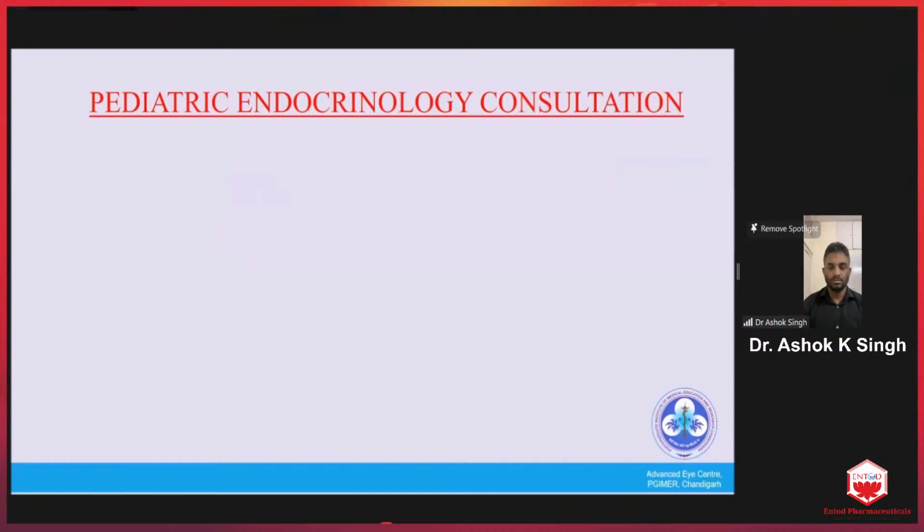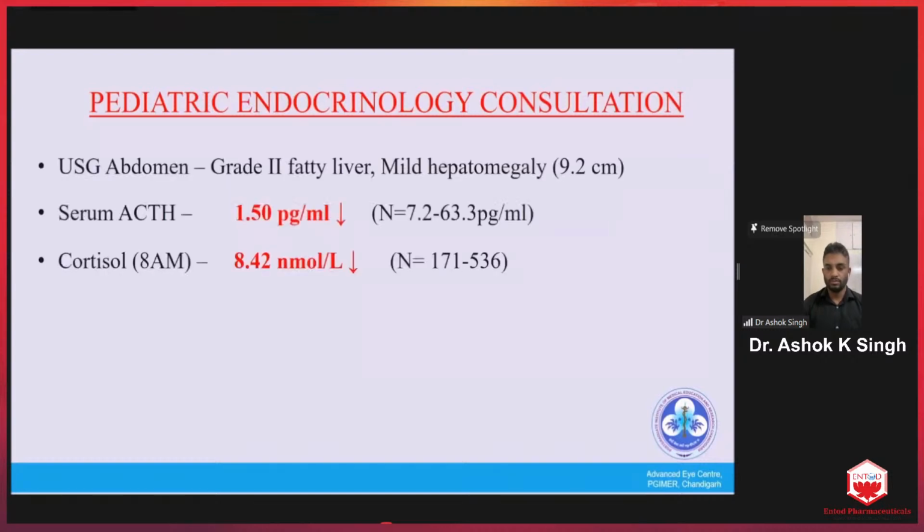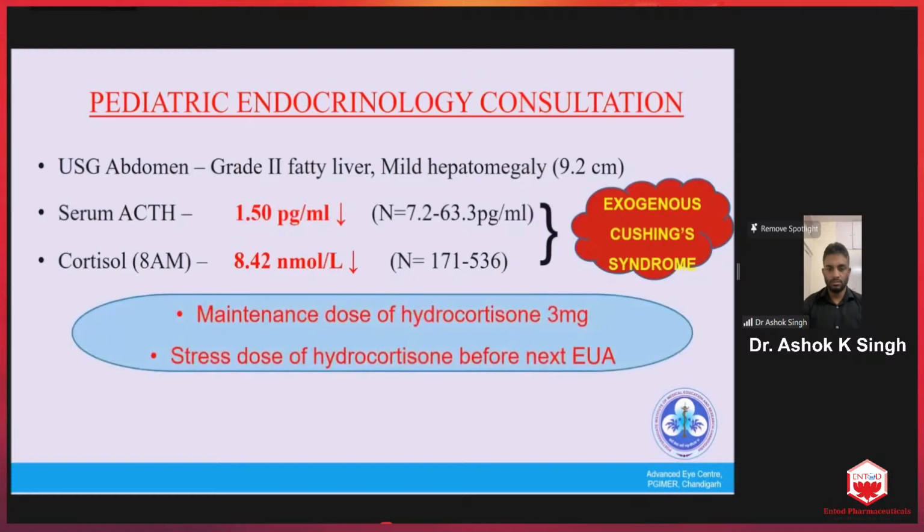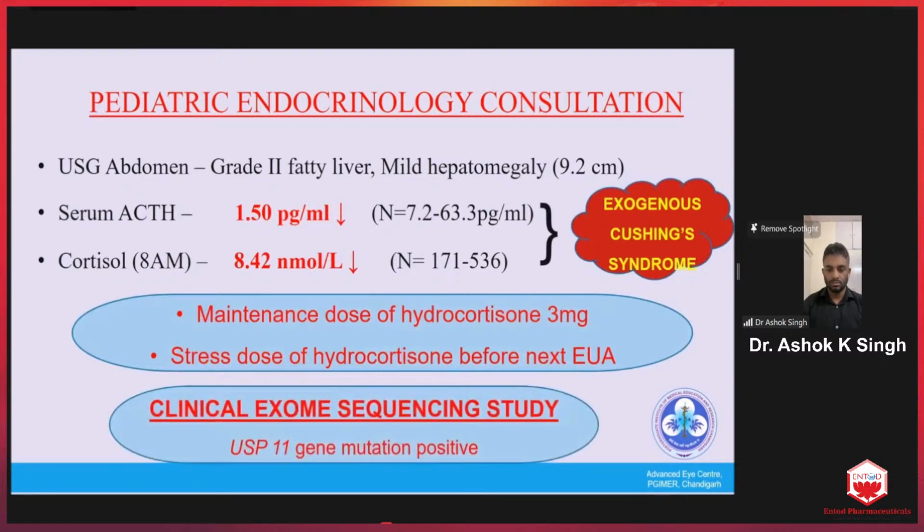So we sent the child to the pediatric endocrinology department, and they noted that the child had grade 2 fatty liver with mild hepatomegaly. His serum ACTH and cortisol levels were also on the lower side, and these findings were consistent with exogenous Cushing syndrome. So he was started on a maintenance dose of hydrocortisone 3 milligrams and was advised to give a stress dose of hydrocortisone before the next UA.